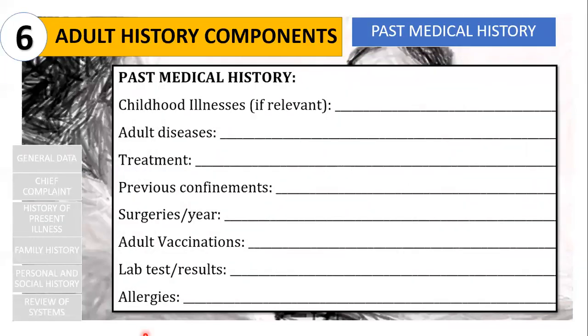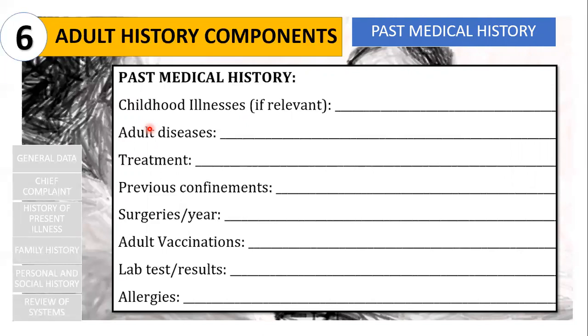In the past medical history, we ask for childhood illnesses that the patient already had. As for adult diseases, we categorize it into four: if they were admitted in the hospital due to medical, surgical, obstetric or gynecologic, and even psychiatric diseases, or if they were diagnosed with certain disease from these categories.